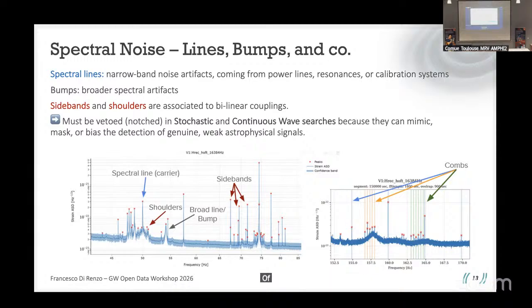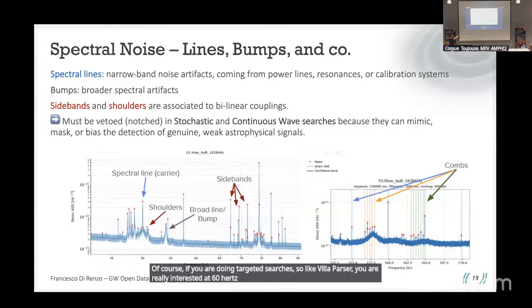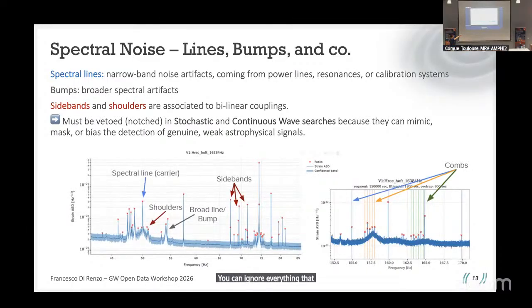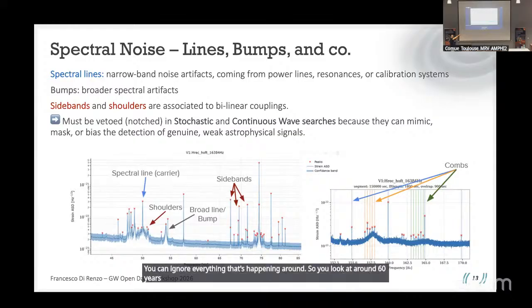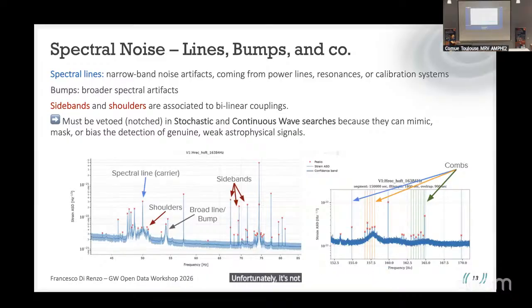Of course, if you're doing targeted searches, like for a pulsar where you are really interested in 60 hertz, you can ignore everything that's happening around. So you look around 60 hertz, it's clean in Virgo data, good. Unfortunately, it's not clean in Hanford or Livingston data because the mains in the United States is 60 hertz. Or, for a pulsar between 45 and 52 hertz in Virgo, you will have problems. So this is more or less the logic.